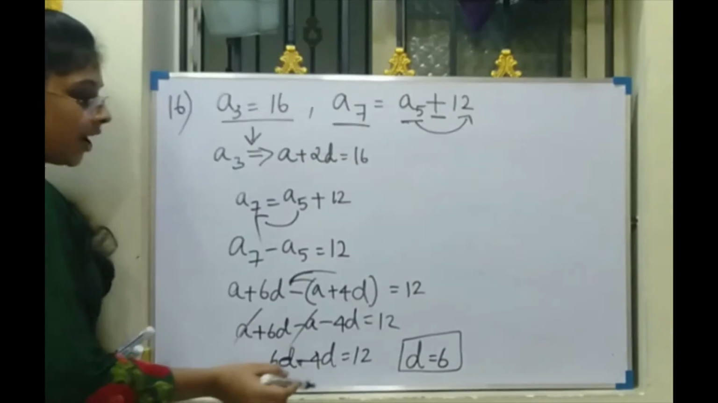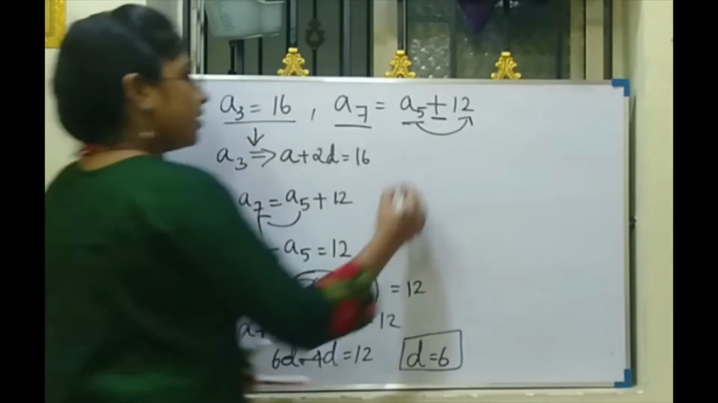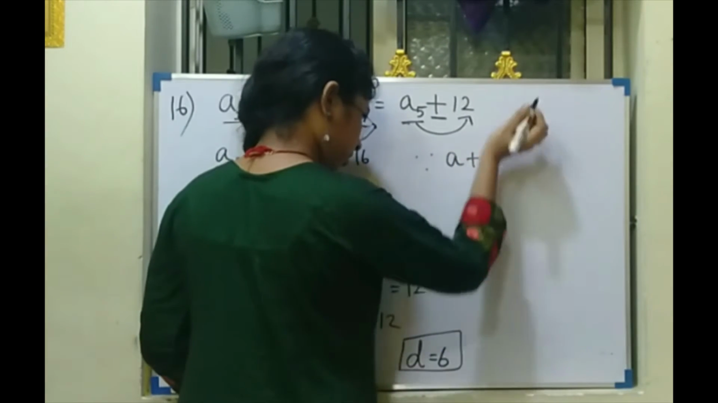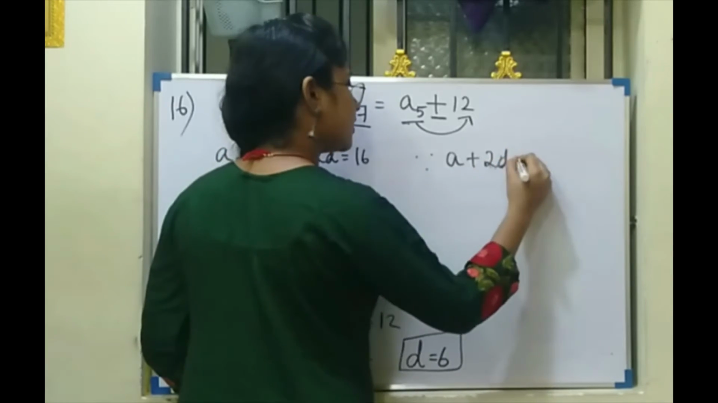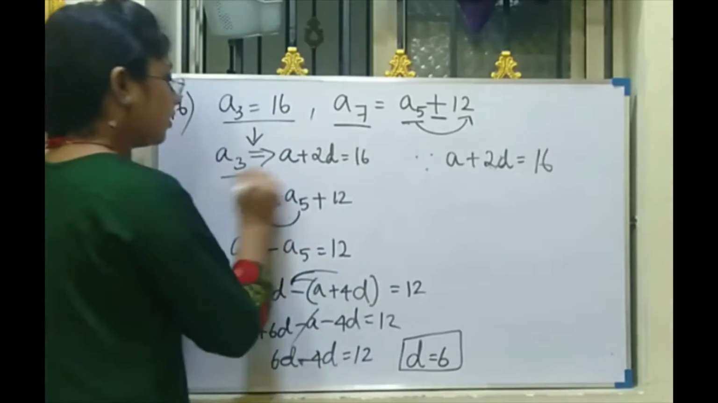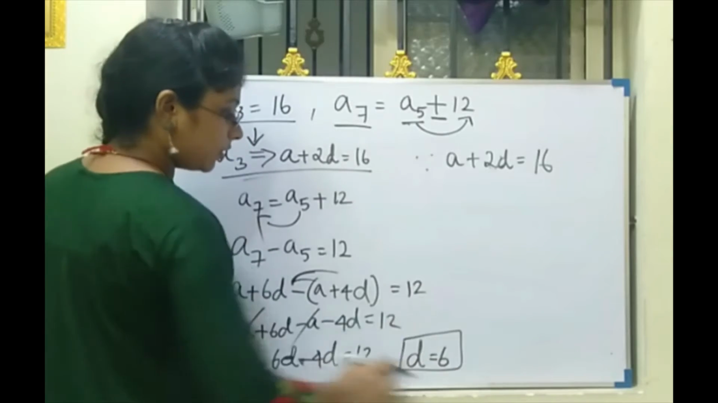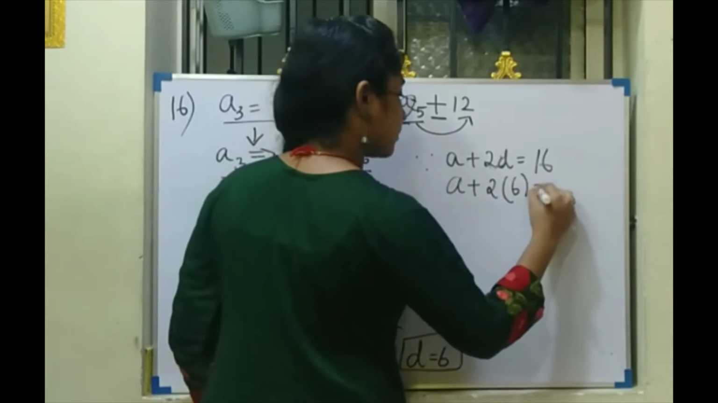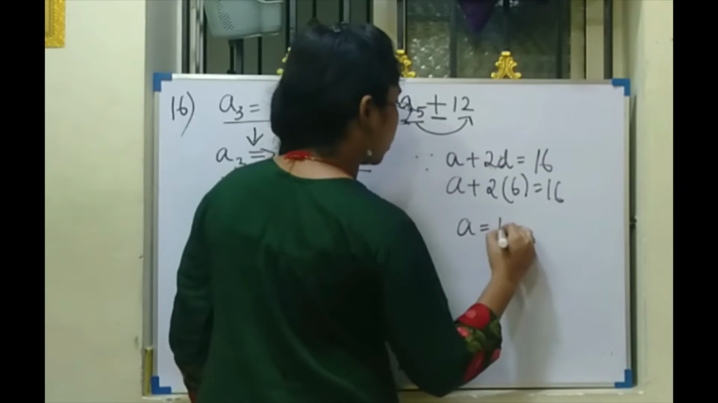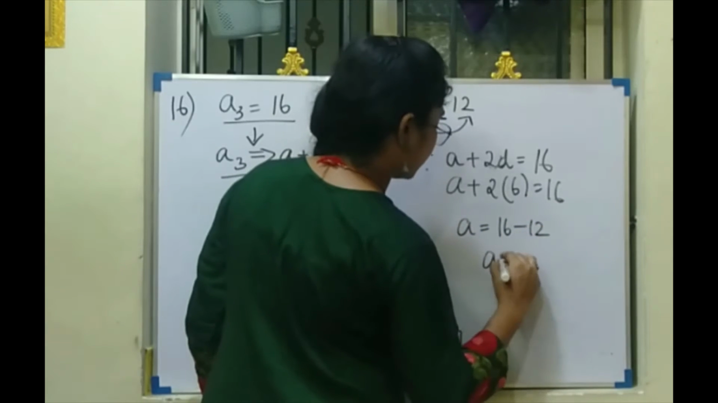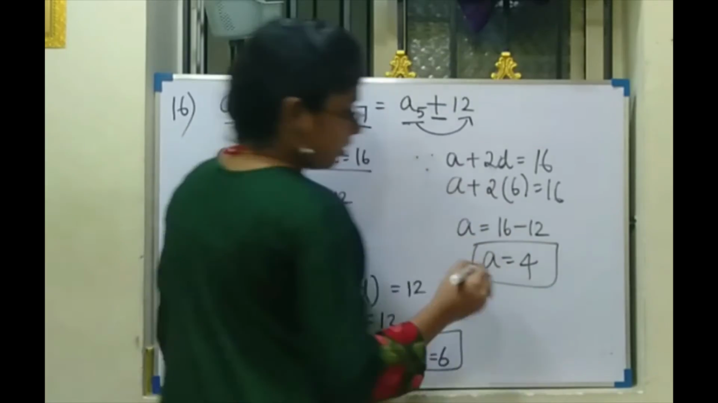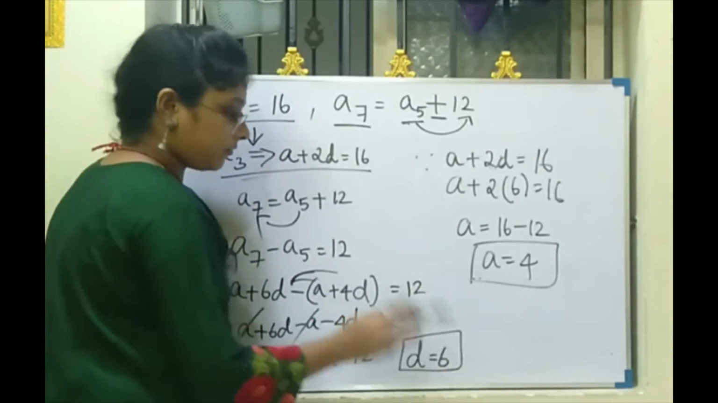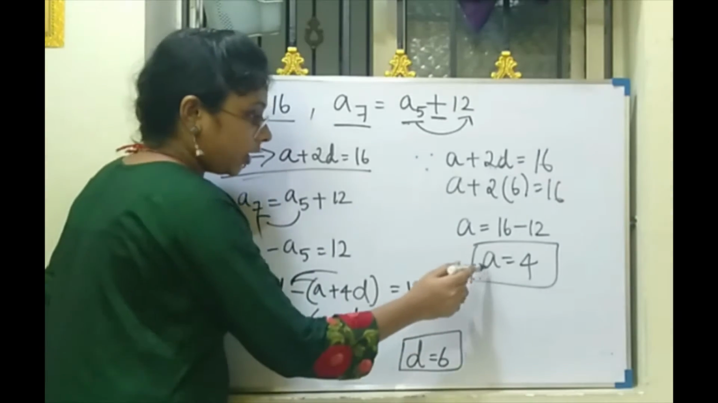Okay, now we know the value of D. Since A plus 2D is equal to 16, we have to substitute this value here. And A plus 2 of 6 is equal to 16. Now A is equal to 16 minus 12 and A is equal to 4. So the value of A is 4. For now we know the value of A and D.